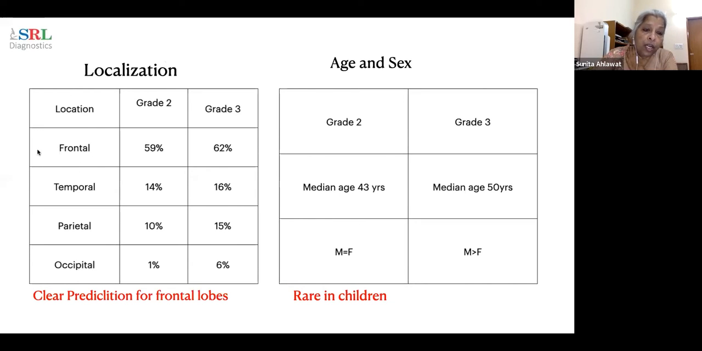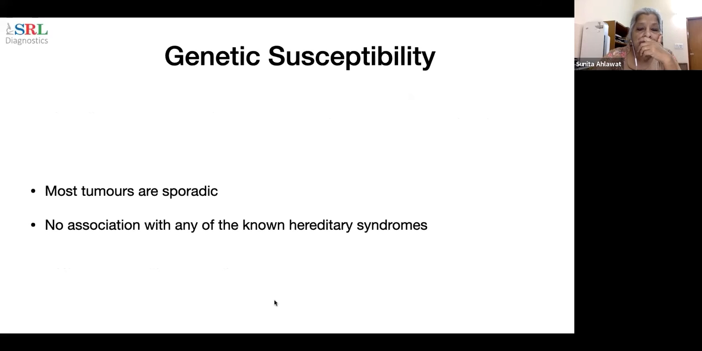It also shows a clear-cut frontal lobe predilection, and it is rarely seen in children. You should be very cautious of diagnosing oligodendroglioma in children. Most tumors are sporadic, and oligodendrogliomas generally do not show any association with known hereditary syndromes.